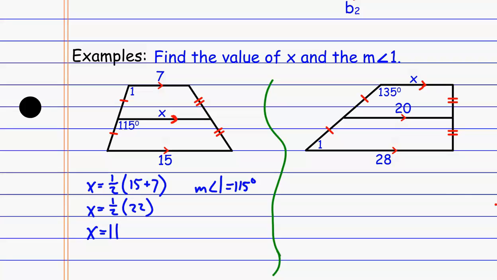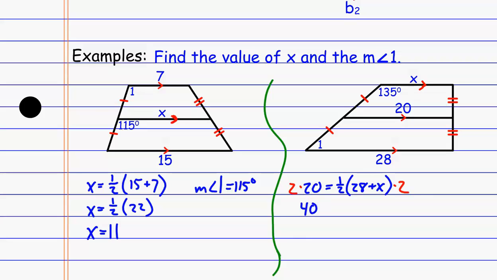So I go from here and I just say, okay, well, the midsegment, which is 20, equals 1/2 the sum of the bases, which this time is 28 plus x. And now I just have to work backwards and solve for x. So the first thing I would do is probably multiply each side by 2 to get rid of that fraction. So over here I end up with a 40.